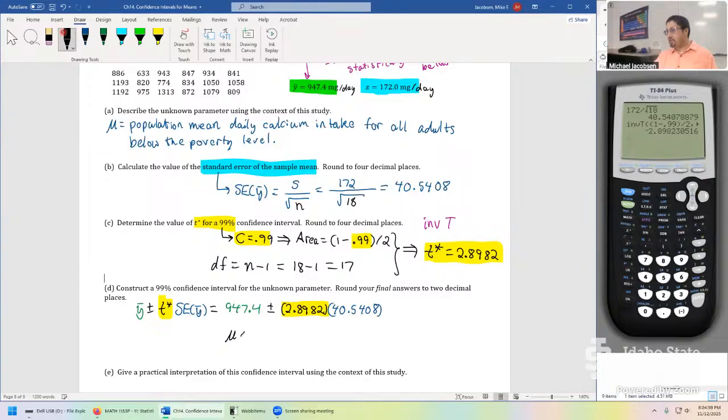I can already hear the calculators going. You'll probably get this before me. The standard thing is to just throw all of that into the calculator. And for 947.4, I'll do the minus version first. 2.8982 times 40.5408. So my lower value, to 2 decimal places as well, is 829.91 milligrams per day. That's on the lower end.